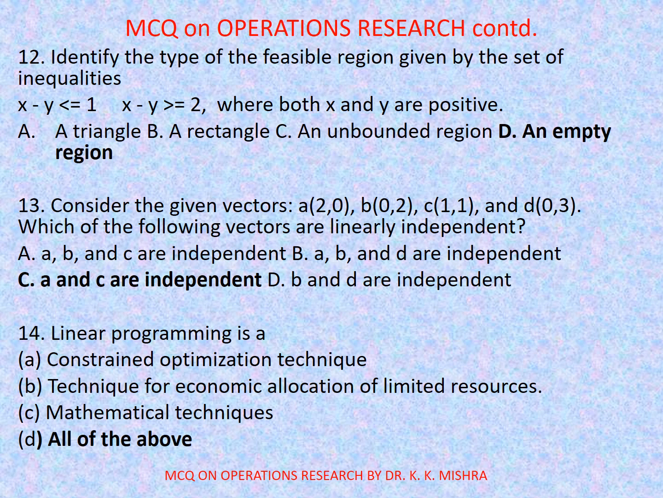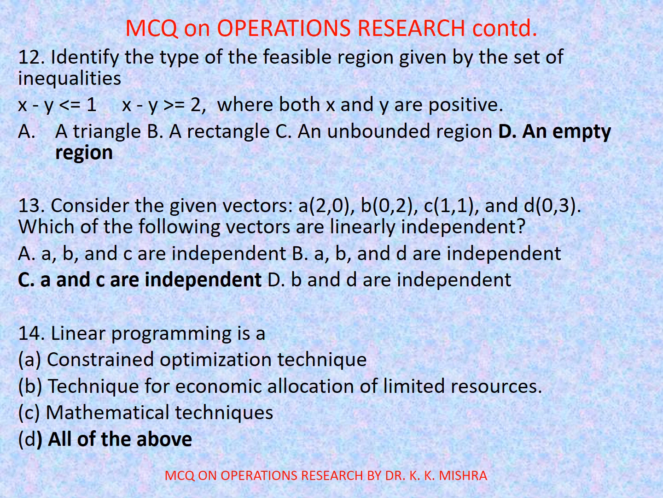Question number 12. Identify the type of the feasible region given by the set of inequalities. Feasible inequalities are x minus y is less than or equal to 1, x minus y is greater than or equal to 2, where both x and y are positive. Options are A. Triangle, B. A rectangle, C. An unbounded region, D. An empty region. So it's no common region, rather it's an empty region. It's the correct option.